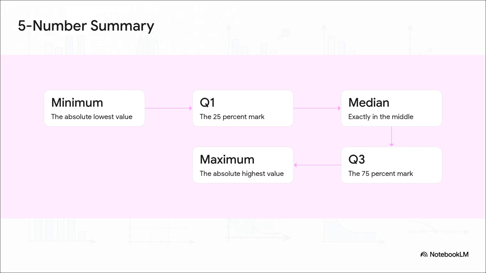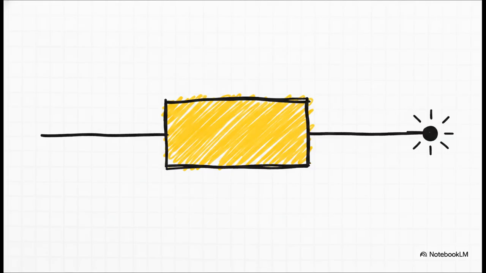You find the absolute lowest value, your Q1 mark, the median exactly in the middle, your Q3 mark, and finally, the absolute highest value. By slicing the data perfectly into quarters like this, each section of a box plot ends up holding exactly 25% of your data points, no matter how weird or stretched out that section might look visually. So the real superpower of a box plot is how it shows concentration.